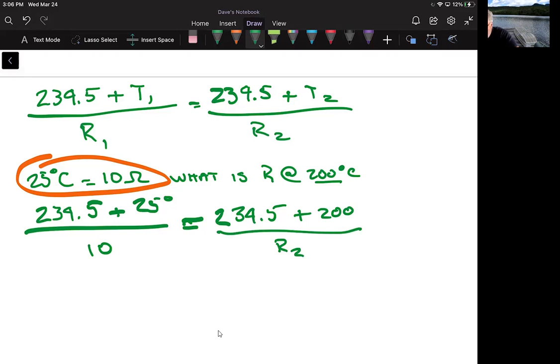Okay. So at this point, why don't we go ahead and get some numbers in this, and then we'll solve this for R2, and that should give us the right answer that we're looking for.